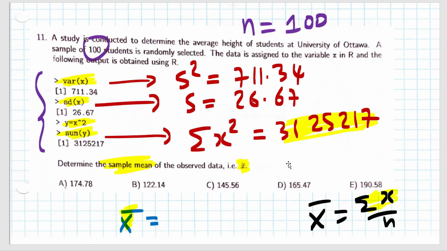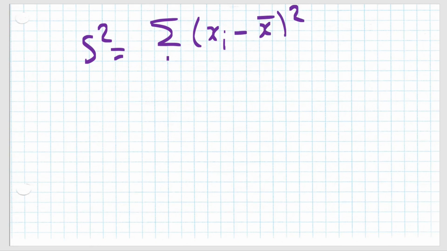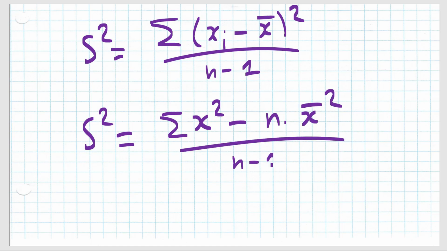Look at the cheat sheet. What is the formula that I gave you for S squared? You have one formula that says you have to do the sum of X minus X bar squared divided by N minus 1, for the variance. And then you have another formula that says the sum of X squared minus N times the mean squared over N minus 1.